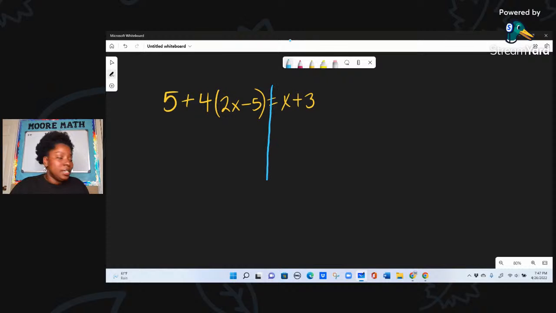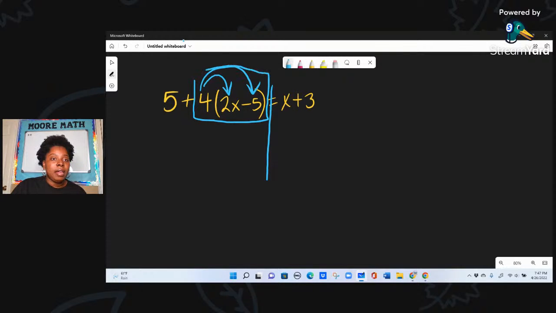Okay. So offline, again, our goal is to have all of the x's on one side and then all of the numbers on the other side. So in this case, I see that my biggest x is going to be on the left. So I like to bring the smaller x to the other side. All right. So first things first, I like to get rid of these parentheses. So we're going to start with the distributive property.